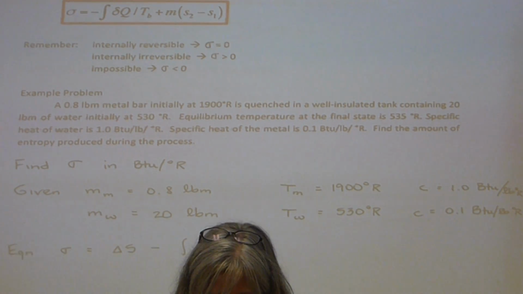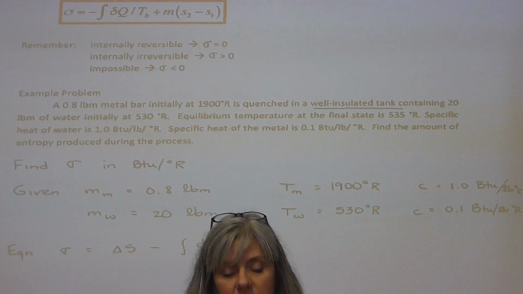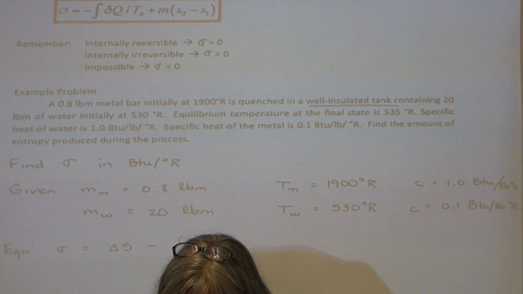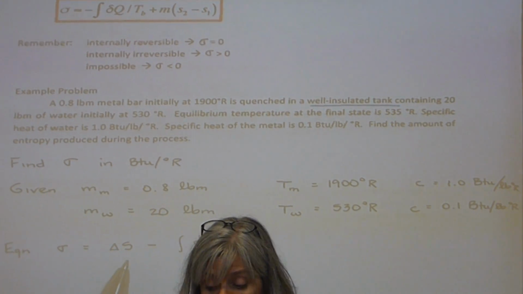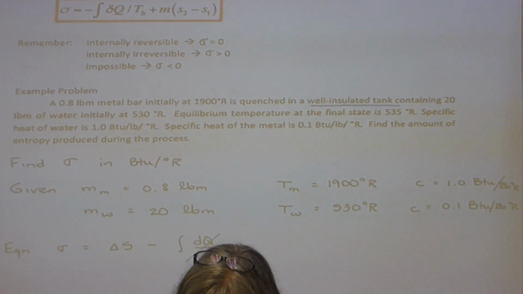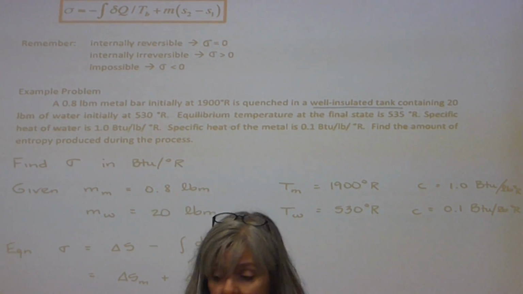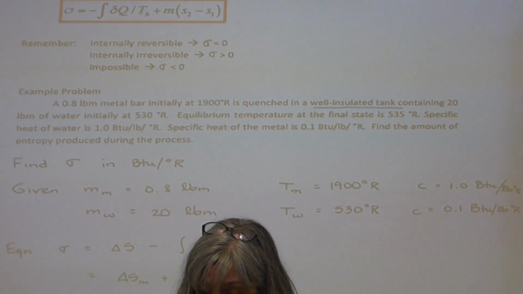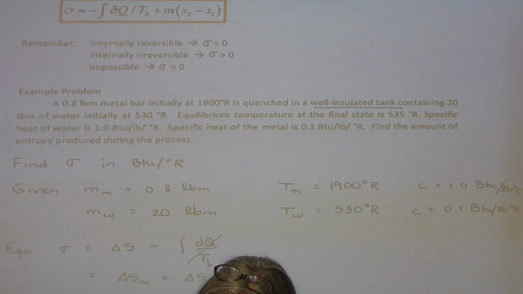In this case, because we know that this is a well-insulated tank, we're going to assume that there is no heat transfer, so we're going to ignore that. Now the entropy production is just the change in entropy for the system. We need to remember that this is the change in entropy for the metal plus the change in entropy for the water. We have both components. Metal and water are both incompressible, so we can use the following equation.